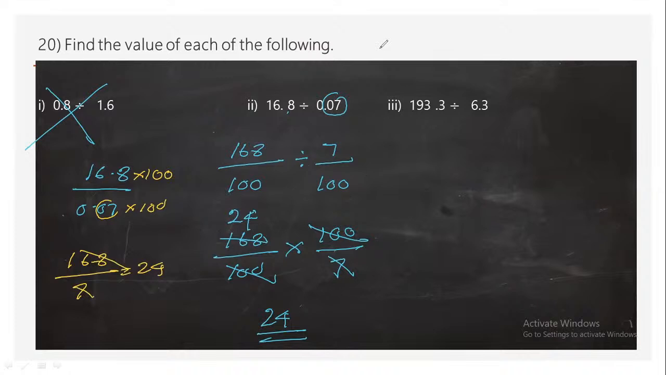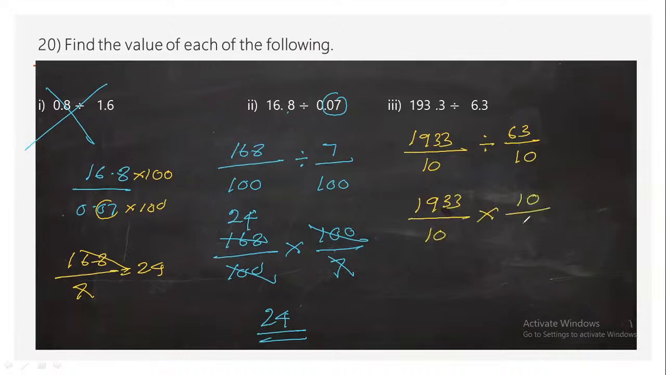Next, 193.3 divided by 6.3. One decimal place, 193.3, so 1933 over the line, 10 below the line. Divided by 63 over the line, 10 here also, because one decimal place means 10. 1933 over 10 multiplied by 10 over 63. Cancel out over the line and below the line. Then divide. Is 1933 divisible by 63?